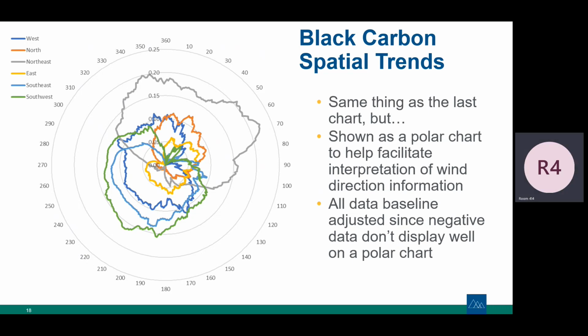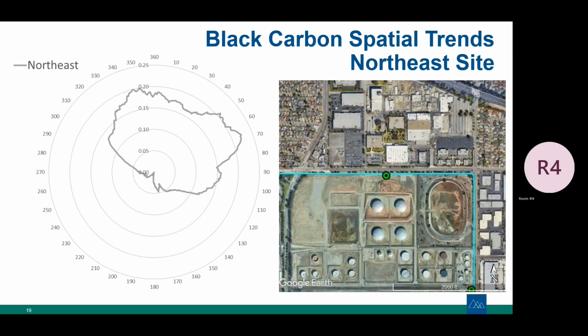What I'd like to do, though, is show you each of these lines on the chart individually and show you where it is on the map. So northeast, that's our gray site. Here it is.